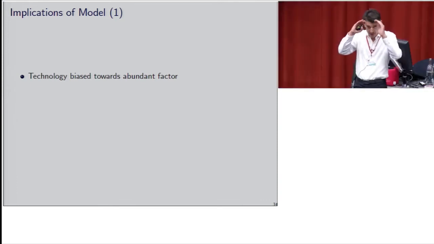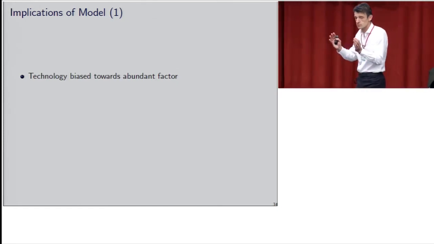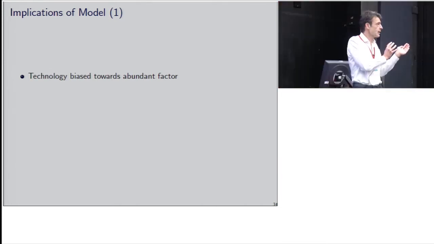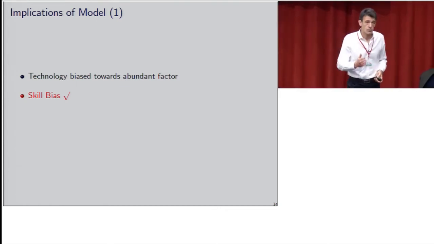Is that the term we call the factor bias term, this power function of the relative efficiency units, is biased towards the abundant factor. That's what this model says. And so how does that do against the facts, the patterns we looked at? We saw skill bias.